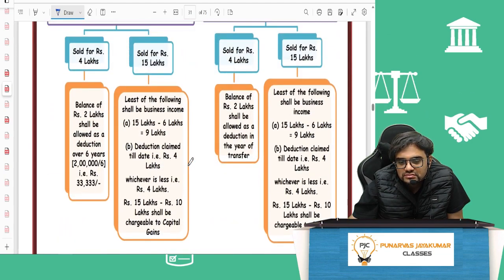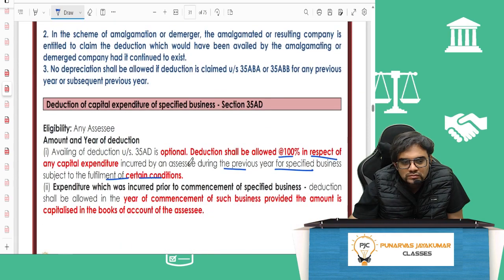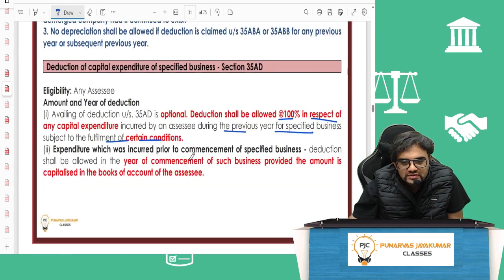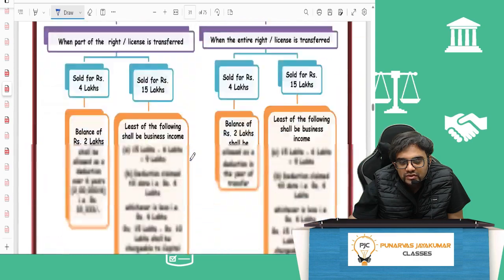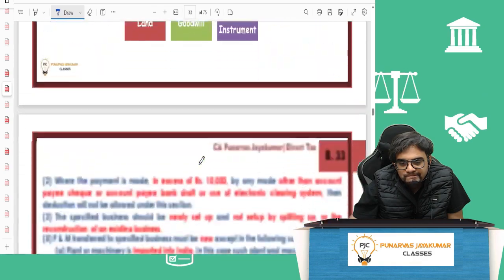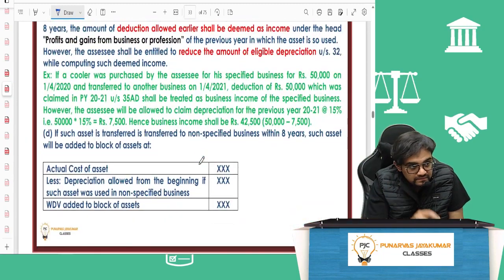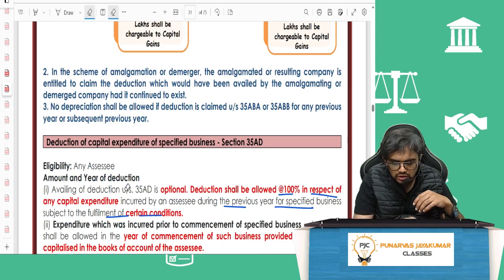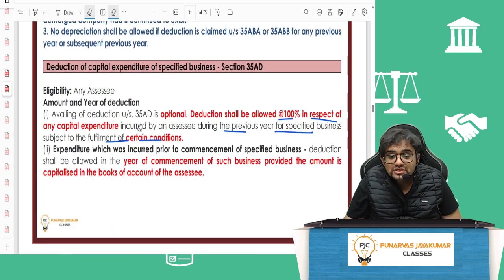Same thing here, the example is also the same. So that is with respect to scientific research expenditure, 35ABB, 35ABA, and all those things. So let's move on, my dear friends, to deduction of capital expenditure on specified business.